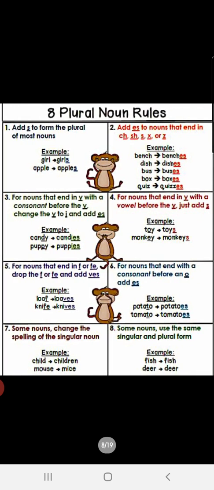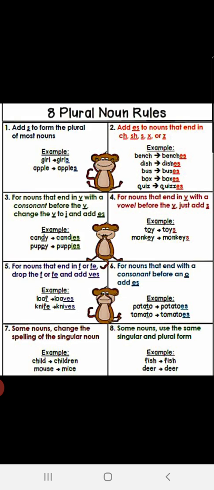There are certain rules to change singular nouns to plural nouns. Alright, children, in some singular nouns, you just add s. In most of the singular nouns we just add s and it turns into plural, more than one. For example, girl. Girl is a singular noun. You just add s to it, it will become girls. Similarly, apple, just add s, it becomes apples. So this is one rule, that you just have to add s in some nouns.